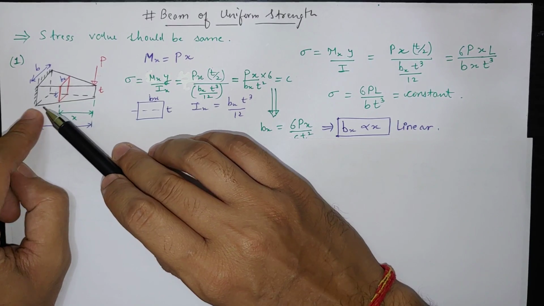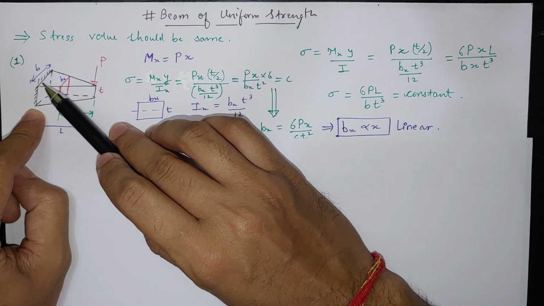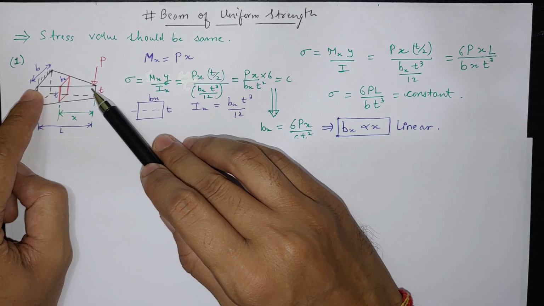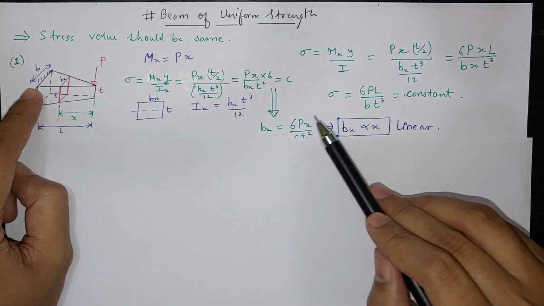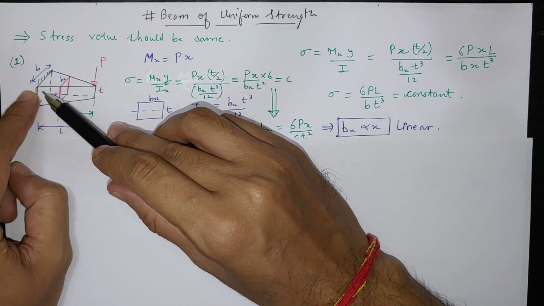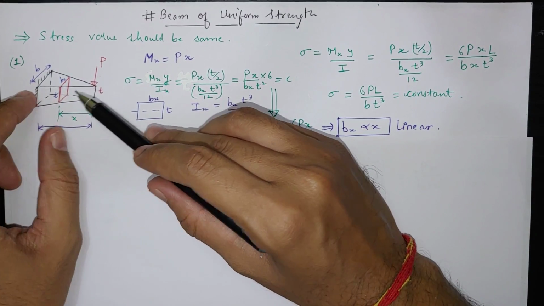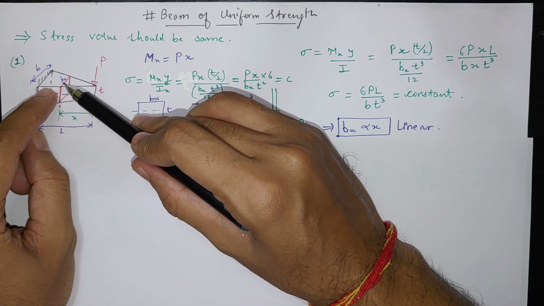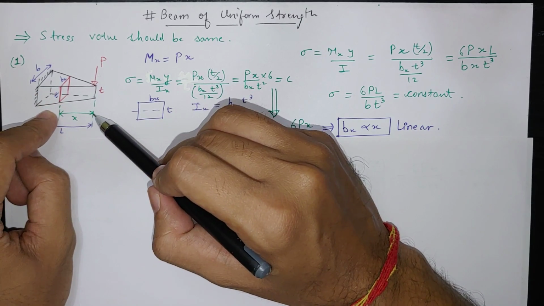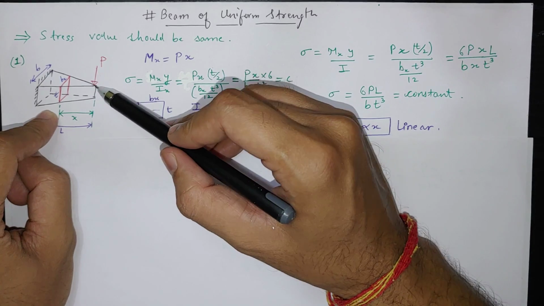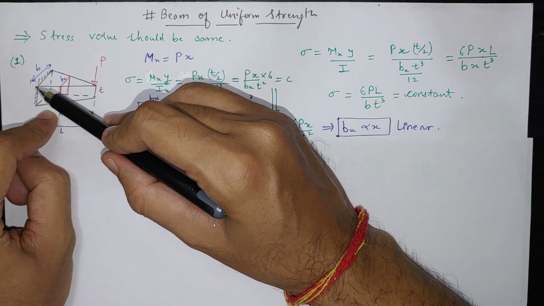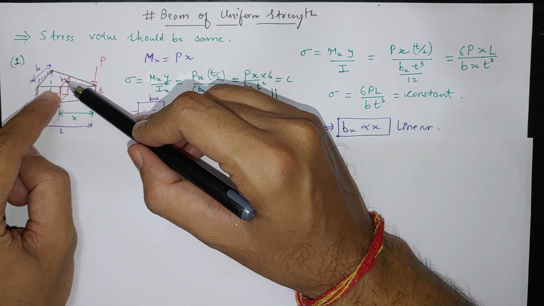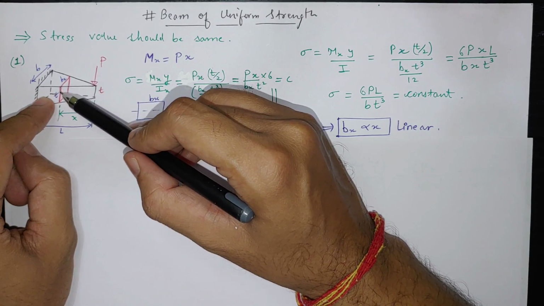total length L, we are varying the width of this beam from B to 0. So right now I have drawn it linear because the final result is coming out like that. But just if we are taking some random shape and saying that B at x and thickness T will remain same at x, there is a load P applied on this point and other end is fixed.